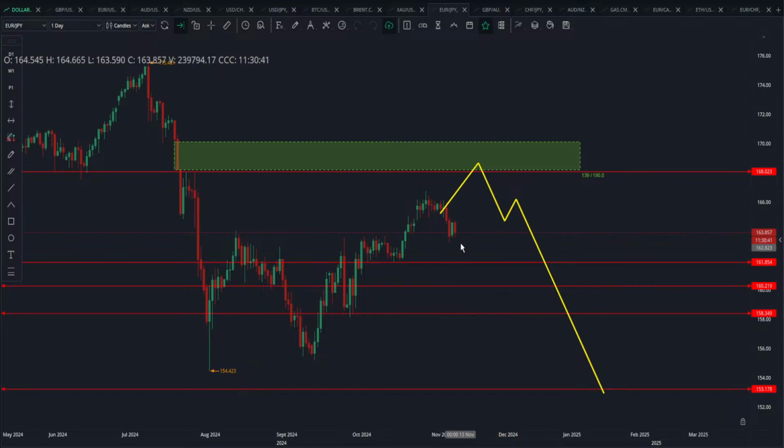What about the Euro JPY? We were expecting the lower prices, but we wanted the price to trade this level at least. That has not been traded. So no trading in the Euro JPY. We'll just wait and watch.